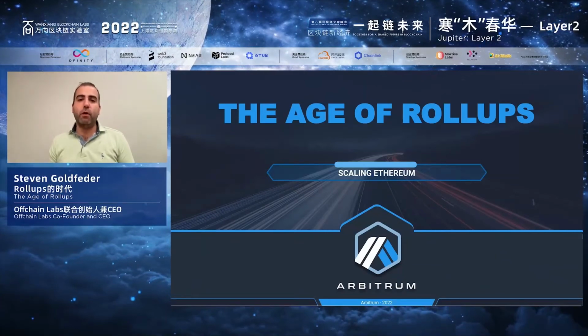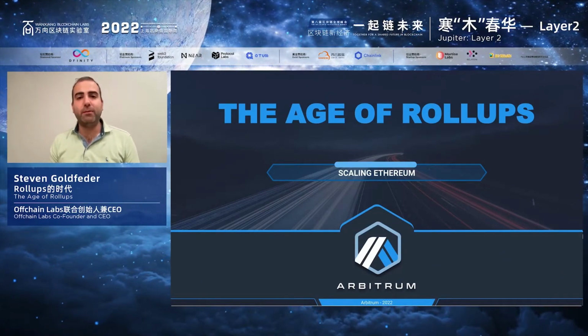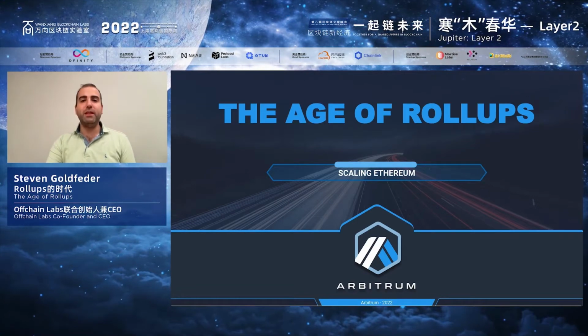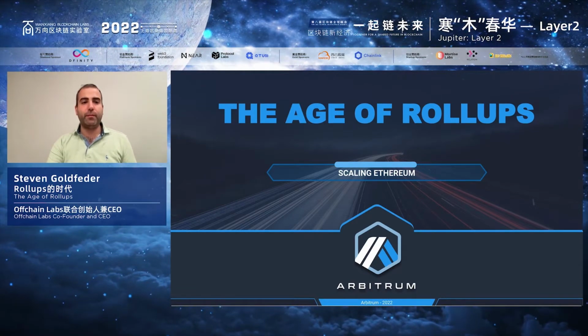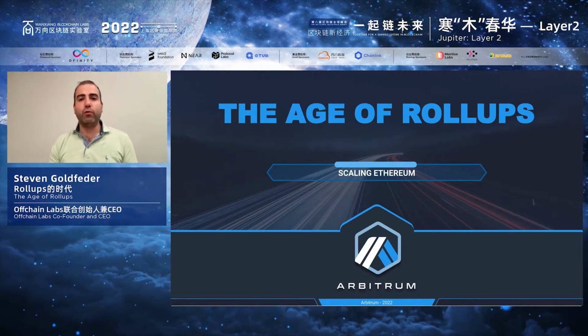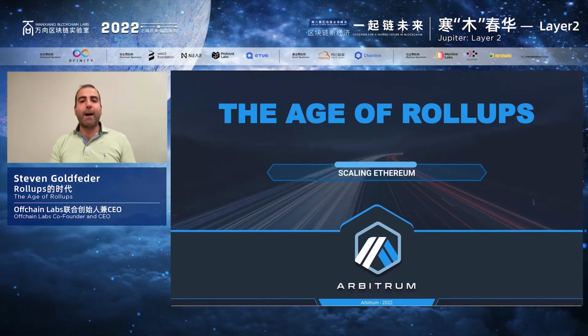I'm Stephen Goldfeder, co-founder and CEO of Offchain Labs, the team building Arbitrum. Arbitrum is the leading layer 2 scaling platform for Ethereum, and today I'm going to talk about the age of rollups. Arbitrum's technology is an optimistic rollup.